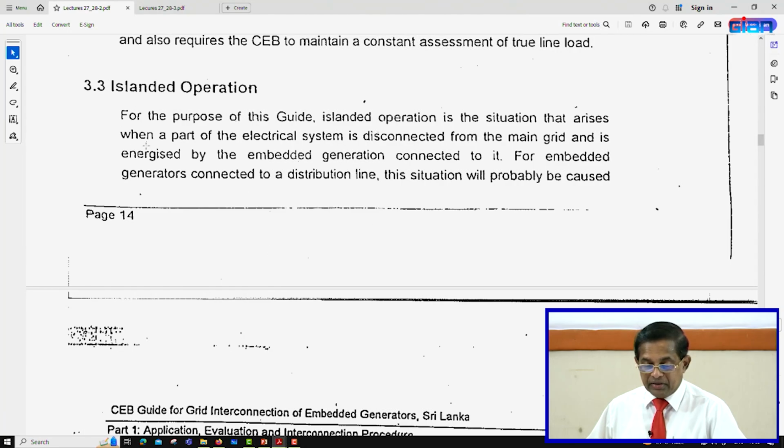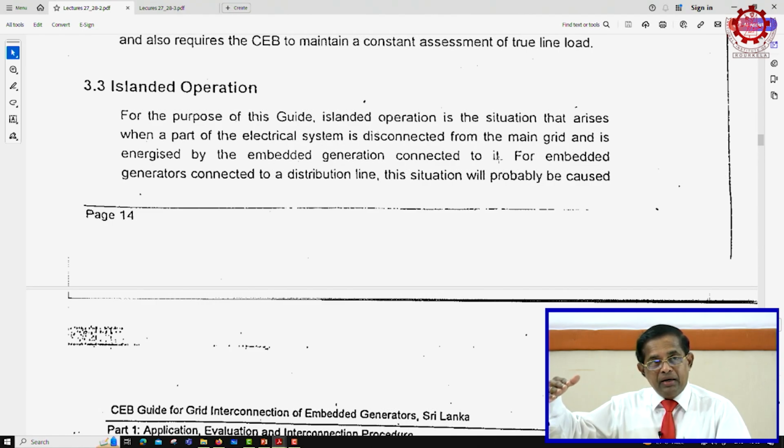Then it defines islanded operation. For the purpose of this guide, islanded operation is the situation that arises when a part of the electrical system is disconnected from the main grid and is energized by the embedded generation connected to it. So, this is a safety requirement, right. Suppose we have a generator connected to the distribution network, and somewhere on the upper side of the distribution network feeder some breaker trips, and this generator and part of the distribution system keep working. That could be dangerous, because service personnel might unknowingly come and try to correct the fault that occurred while part of the system is still energized. Therefore, it is required that if a grid system breaker trips by any chance, the plant should shut down.